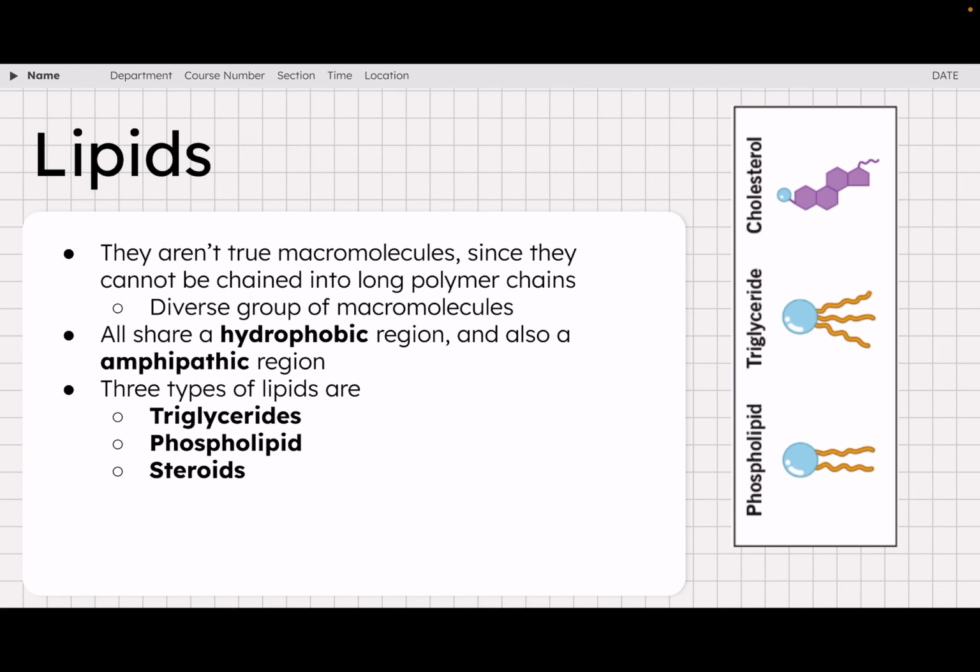They're a diverse group of macromolecules, one of, if not the most diverse, and one common factor of lipids is they all share a hydrophobic region, a region in which they hate or loathe water, and also an amphipathic region, where they have sections that like water and sections that don't like water. A very prime example is about to come up.